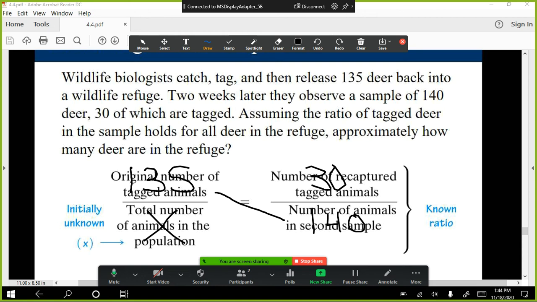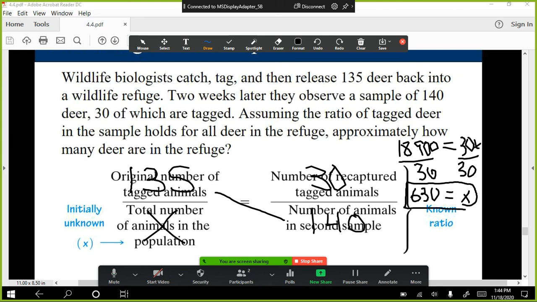and that is 18,900. And that equals 30x. And then we're going to divide by 30. And that is 630. So what they can estimate is there is about, now this isn't exact, they think there's about 630 deer on their state park or this wildlife refuge. Okay? But they're setting up a proportion.